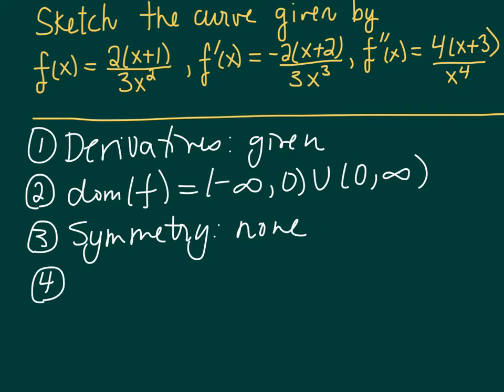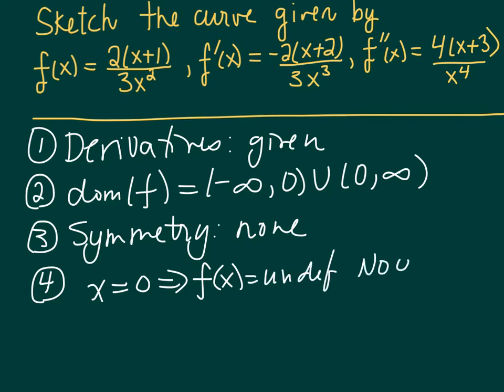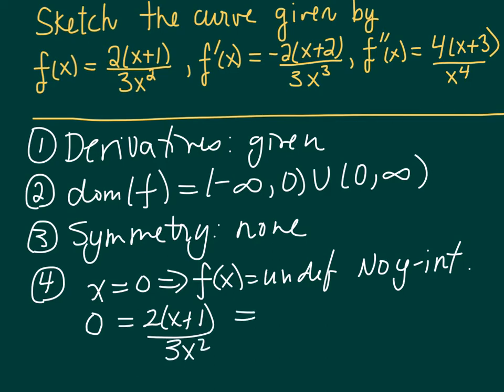And now I think about the intercepts. So when x is equal to 0, f of x is undefined. 0 is not in the domain, so there is no y-intercept. On the other hand, when y is equal to 0, that means that we're going to have 2x plus 1 equal to 0, so that means that x is minus 1. So I have an x-intercept at (minus 1, 0).